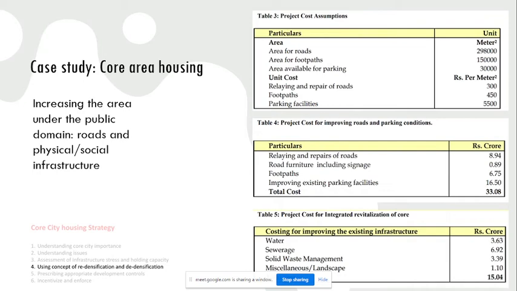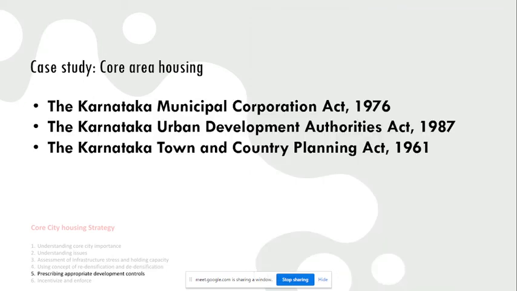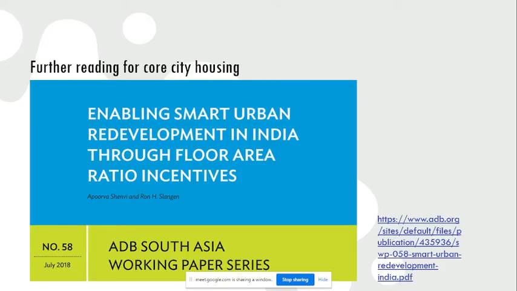This is the reason why the land is required for developing infrastructure. For this, de-densification is a key strategy, and appropriate development controls have been provided. They have not modified any development control, but they have followed the clauses and provisions enabled by three different acts in Karnataka. First is the Municipal Corporation Act of 1976, then the Urban Development Authority Act of 1987, and the TCP Act of 1961. So it is suggested to go through this reading.